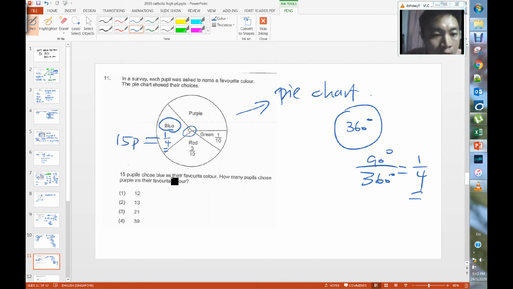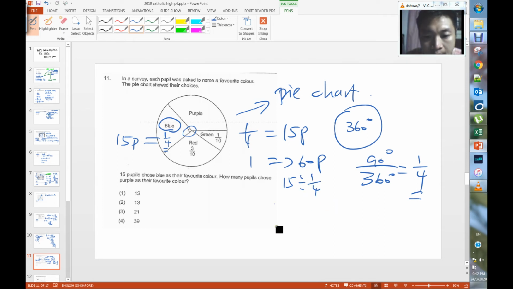So if 1/4 is equal to 15 pupils, what it means is the entire circle, which is 1, should be 60 pupils. Okay, how do you get 60? You take 15 divided by 1/4, and 15 divided by 1/4 is 15 times 4/1, and you get 60. That's how you get 60 here.